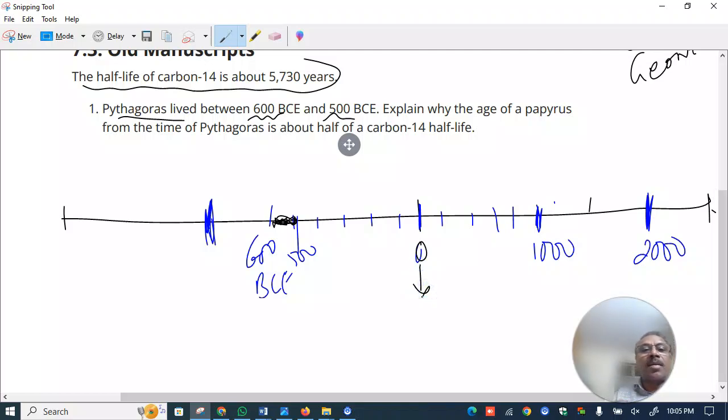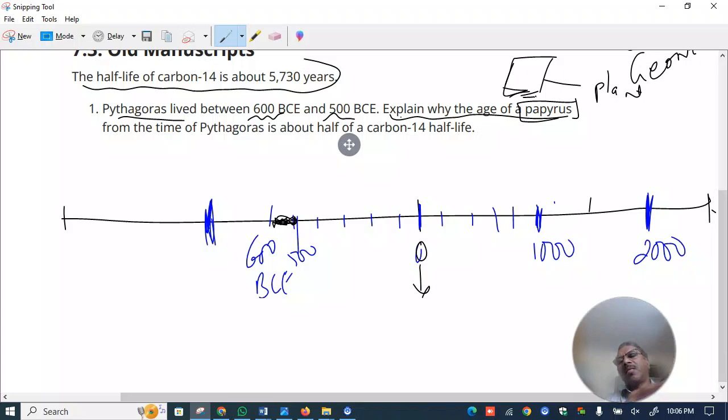Okay, the question is: explain why the age of papyrus. Now, papyrus is a paper which is made from the papyrus plant. That's why it is called the age of papyrus. In those days, there was no actual paper like what we use. They used a kind of material created from some plant. They had their own process to do it, and that's what it is.